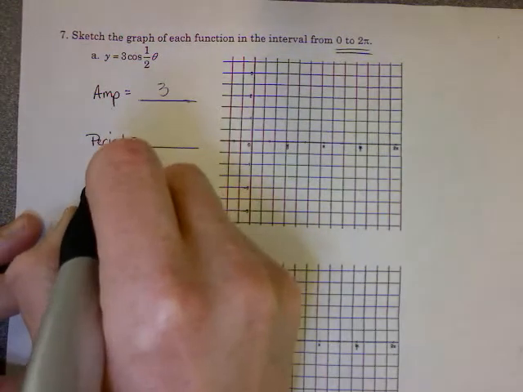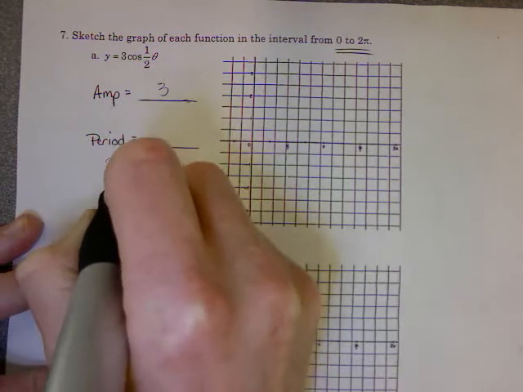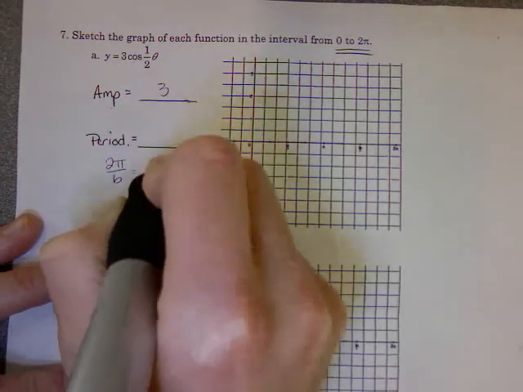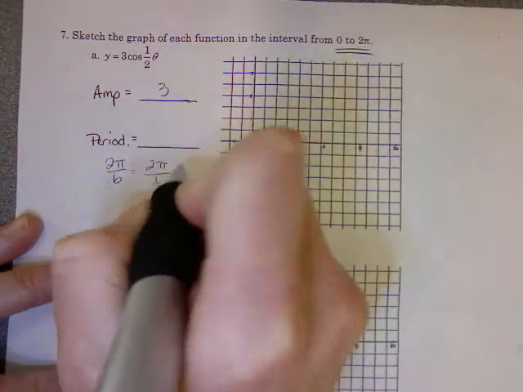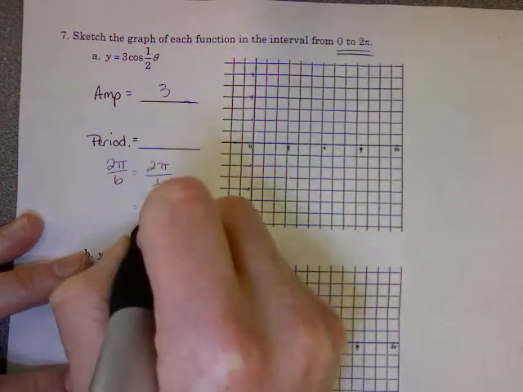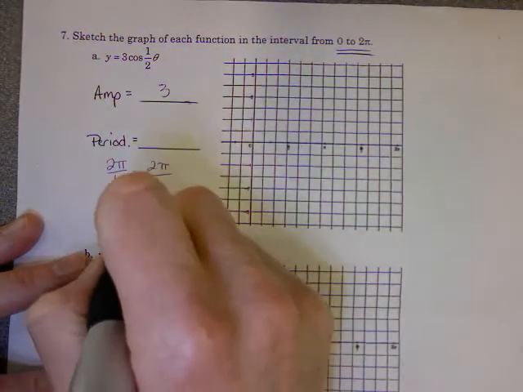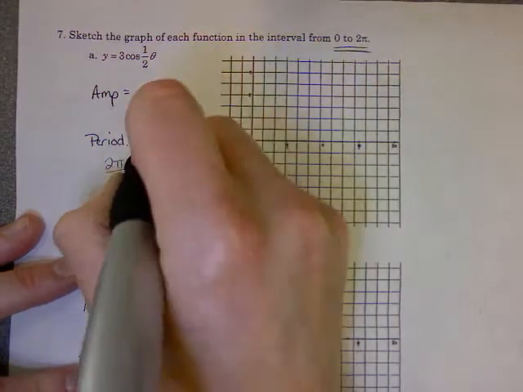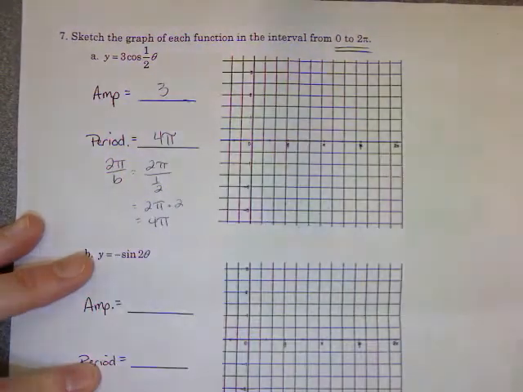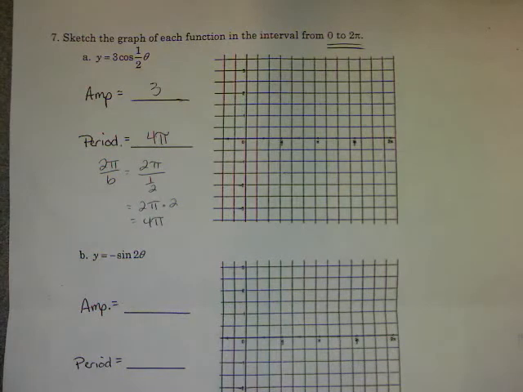Period for cosine is 2 pi divided by b. So we will substitute b in, which is 1/2. And we will get 2 pi times 2, because you have to multiply by the reciprocal, which gives us 4 pi. So our period is 4 pi. That means one cycle of our cosine graph is going to end at 4 pi.